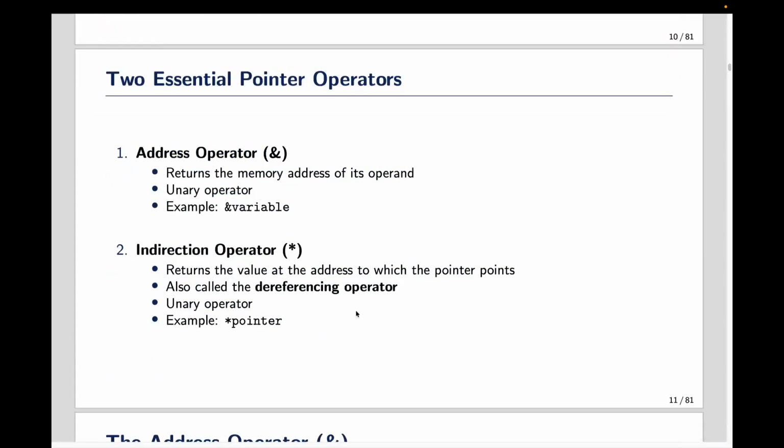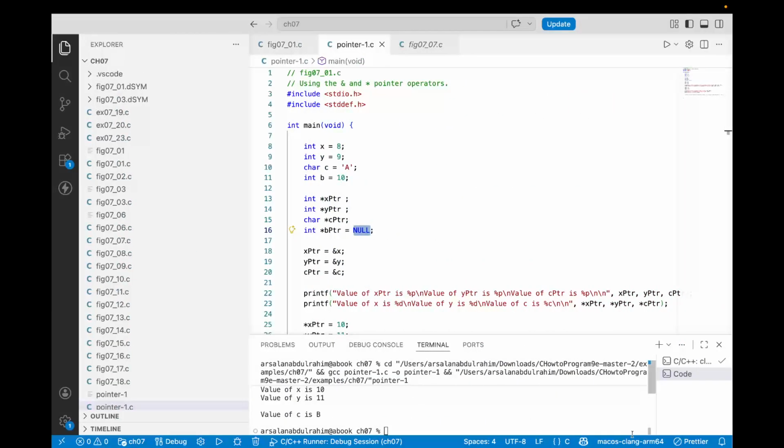The address operator, the & in scanf, you remember it. Whenever you want to find out the memory address of a variable, it's a unary operator. So in your code, what we were doing, you had x and y. So here I had &x and &y and &c. So you are actually trying to find out the addresses.